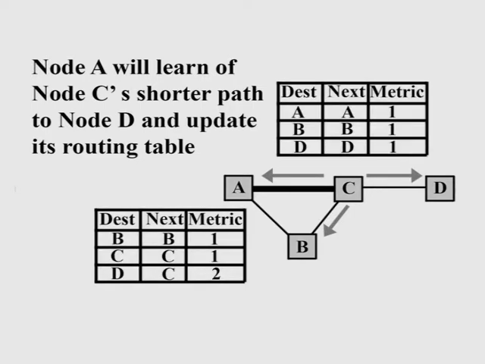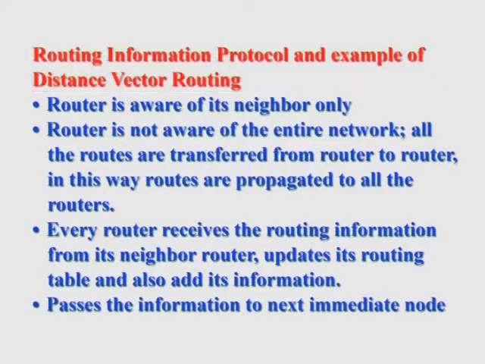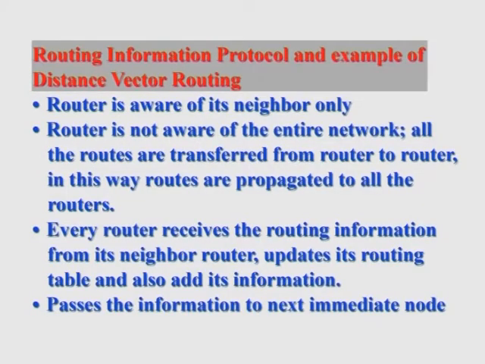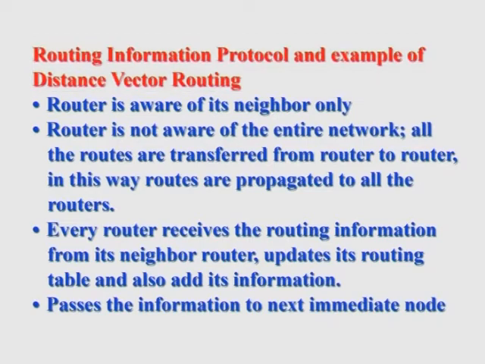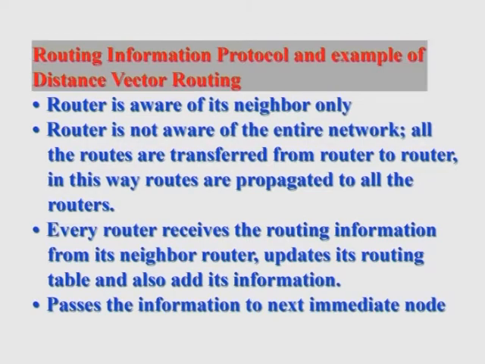The distance vector routing algorithm uses the Bellman-Ford algorithm to find the shortest path. It uses hop count as the metric. The path that contains the minimum number of hops from source to destination is considered the shortest path. Routing Information Protocol or RIP is an example of distance vector routing.